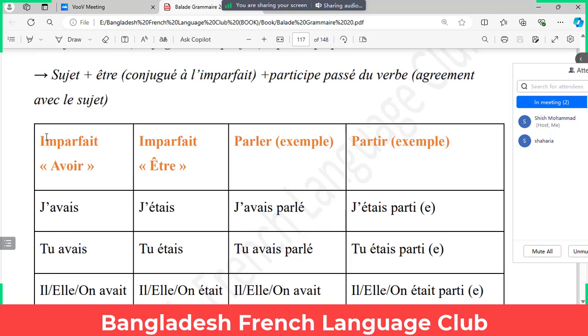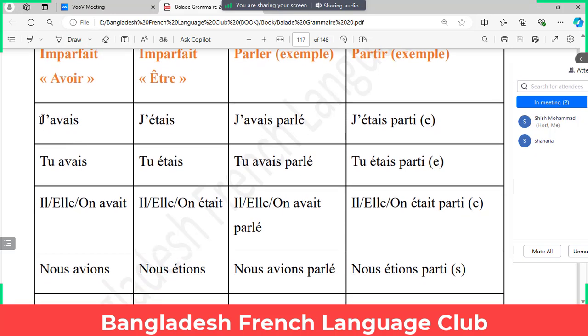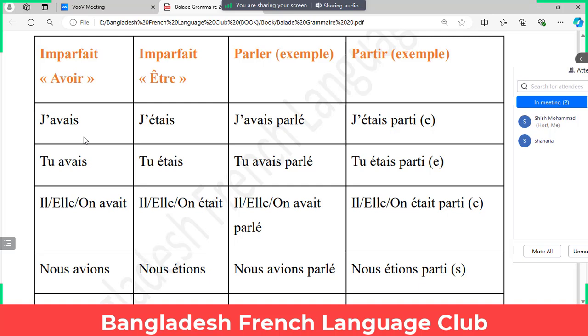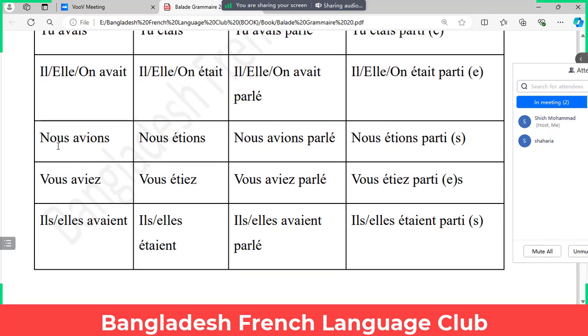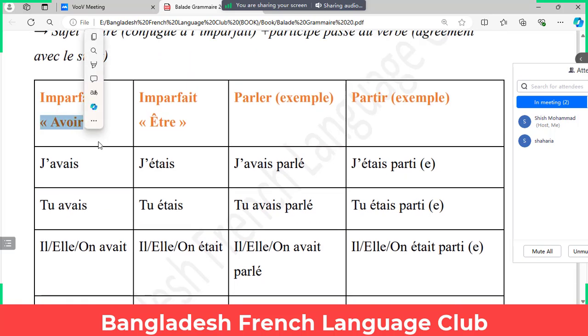Let's see the conjugation of avoir in the imparfait. J'avais means I had. Tu avais means you had. Il, elle, on avait: he had, she had, we had. Nous avions, we had. Vous aviez, you had. And ils, elles avaient, the ENT is silent. They had. So this is the imparfait conjugation of the verb avoir.